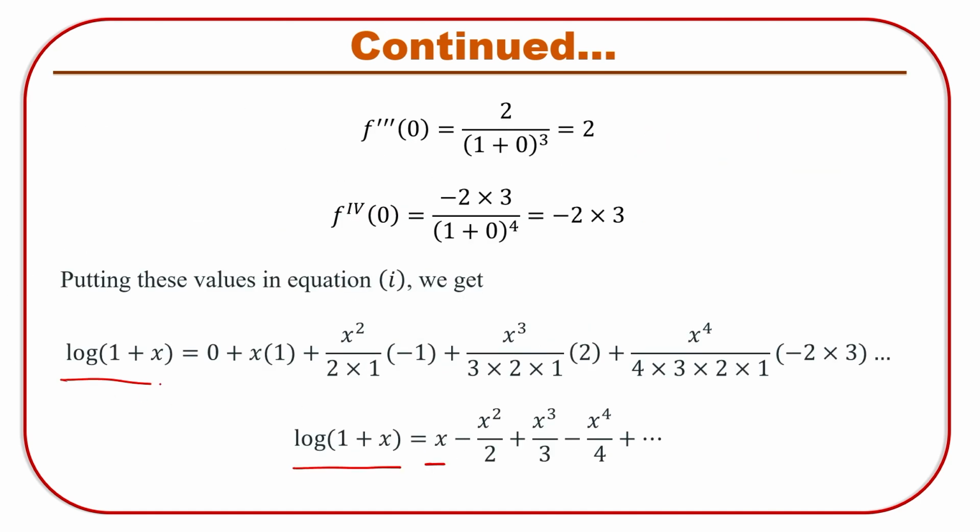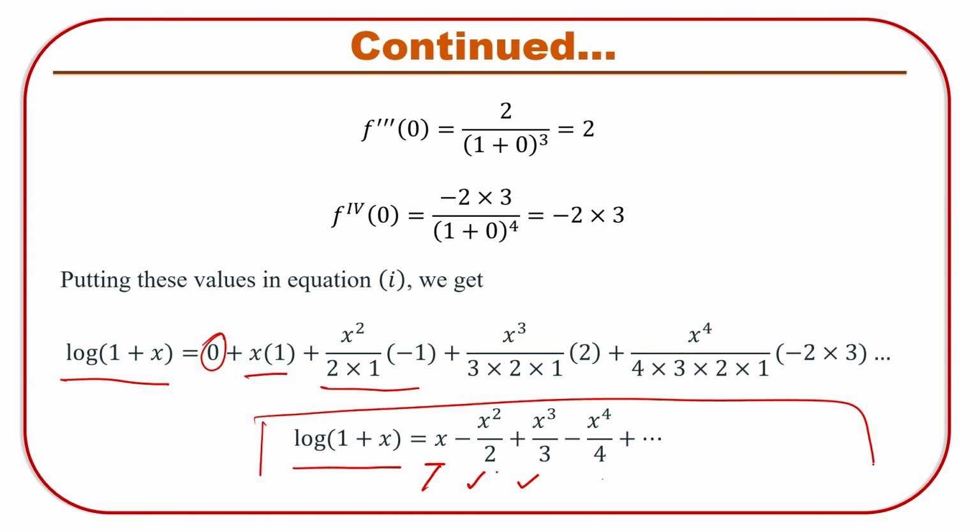So, log of 1 plus x is equal to 0 plus x plus x square by this and so on. So, it will become x minus x square by 2 plus x cube by 3, right, since 2 was there, and minus x power 4 and so on. So, now you can easily remember this one using the Maclaurin series. So, log of 1 plus x can be written as an infinite sum of the different orders of the polynomials.